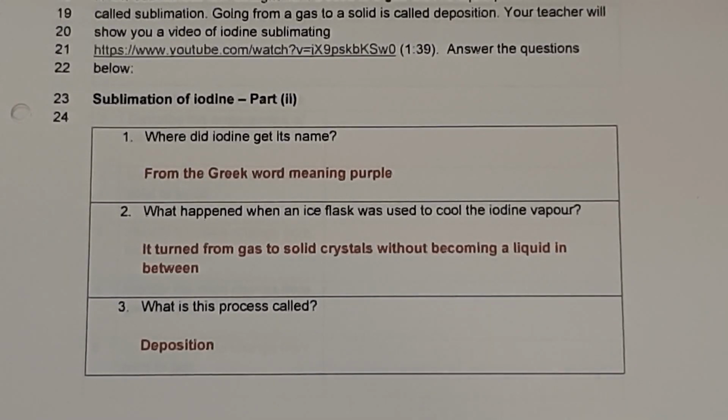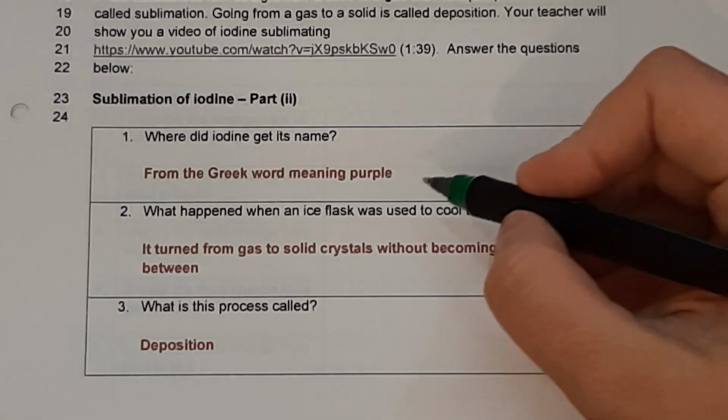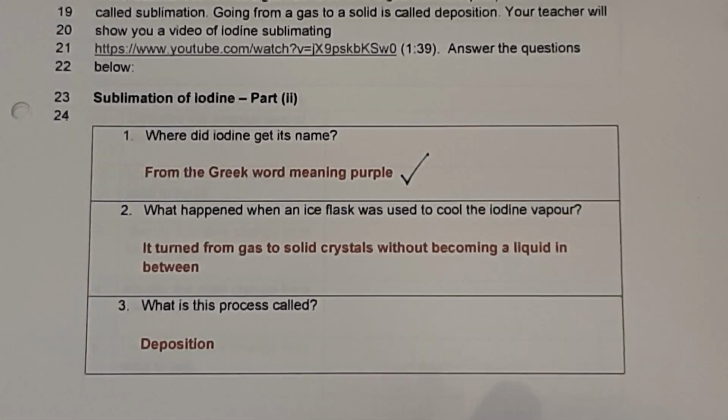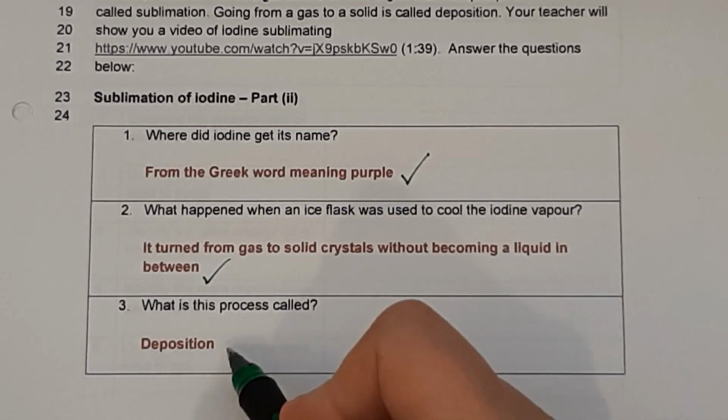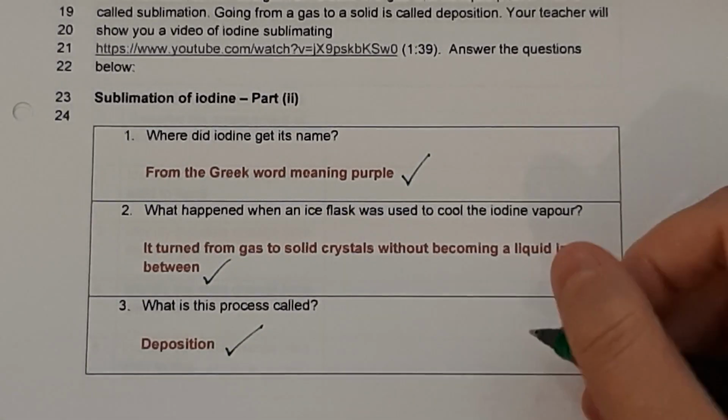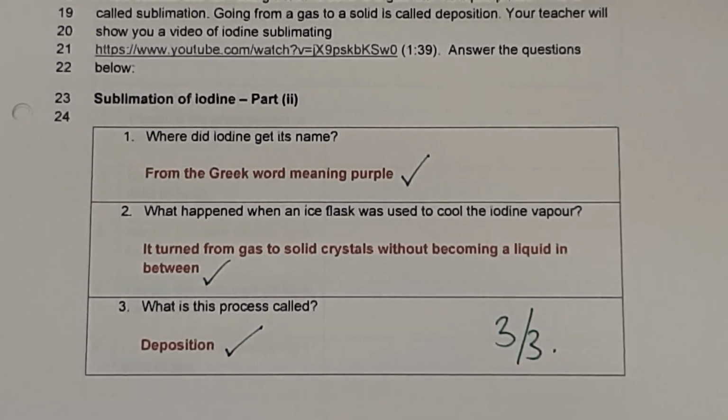So let's go through our answers to those questions. Question 1, where did iodine get its name? Well, from the Greek word meaning purple. Question 2, what happened when an ice flask was used to cool the iodine vapour? Well, it turned from gas to solid crystals without becoming a liquid in between. And this process is called deposition. That's 3 marks. Give yourself a mark out of 3 for that, please.